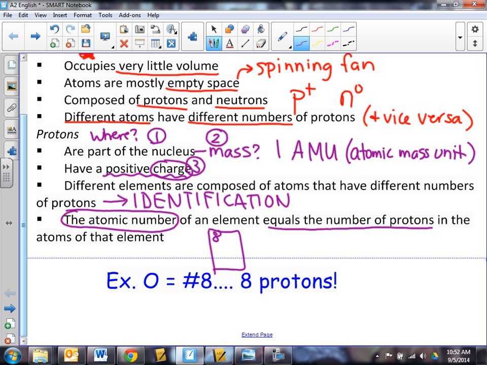Now, I mentioned this to everybody yesterday, but I'll just repeat myself. On your periodic table, there are a bunch of numbers in every single one of the boxes. The number that is on the top left-hand side, and it's even indicated that way on the key on your periodic table, that number is the atomic number of the element. So if I was talking about oxygen, whose symbol is O, its atomic number is 8, meaning that it has 8 protons.